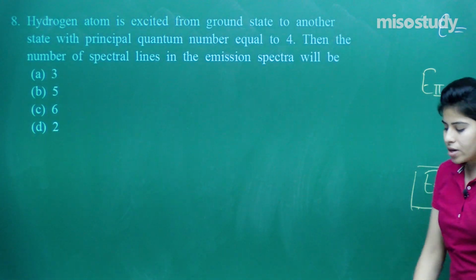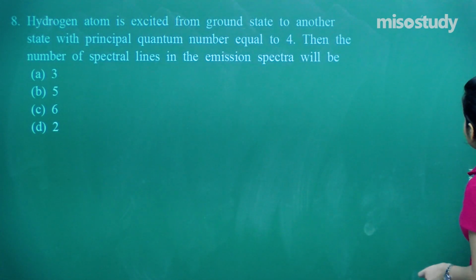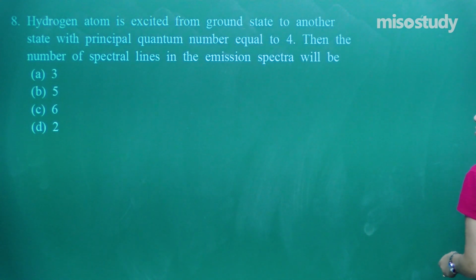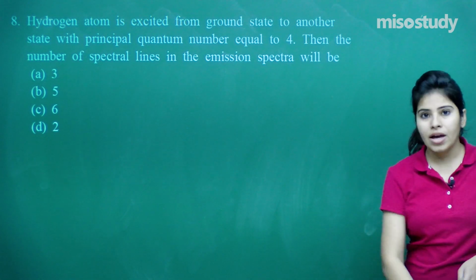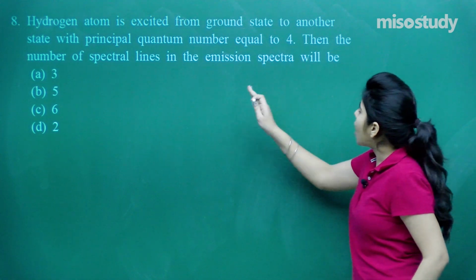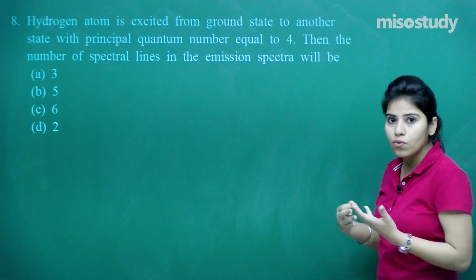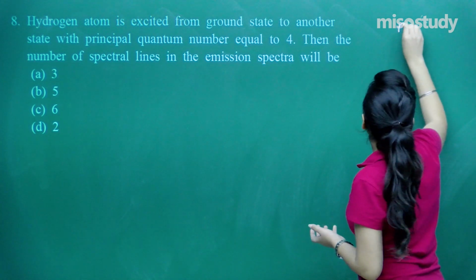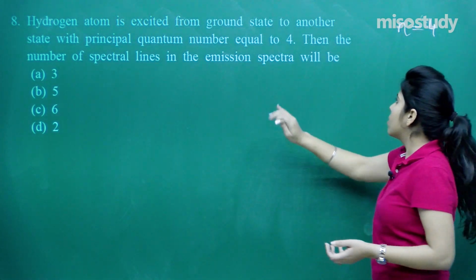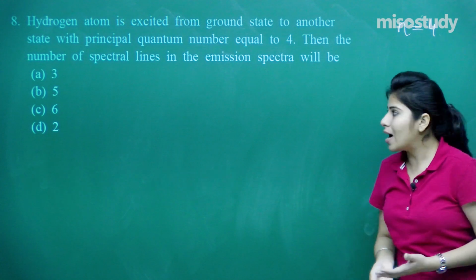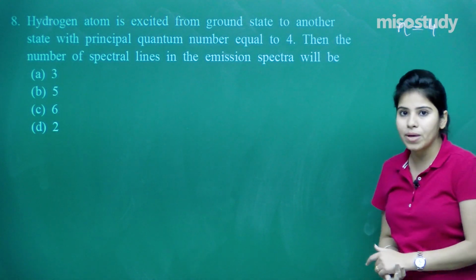Okay. So, the next question says that we have been given a hydrogen atom. It is excited from the ground state to another state with principal quantum number equal to 4. So, that means n has been given equal to 4. Then the number of spectral lines in the emission spectra will be what?